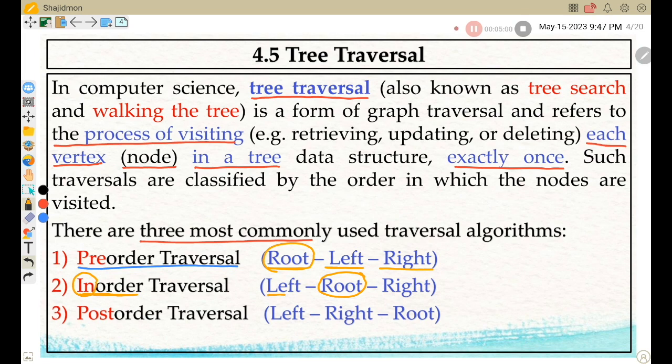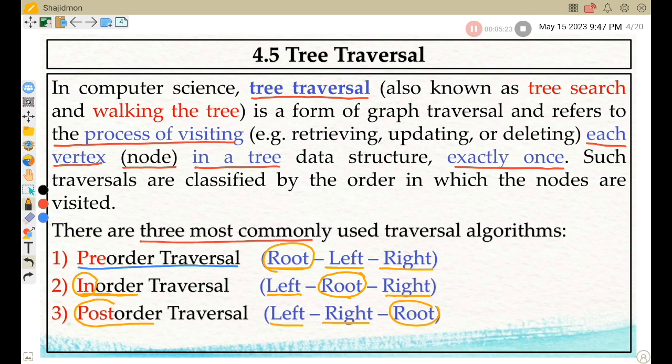First we are visiting the left subtree, then the root, then the right subtree. This is what we call in-order traversal. Now post-order traversal: post means the last one. The root will be the last visited vertex. So first we visit the left subtree, then the right subtree, then the root vertex. This is the order of post-order traversal.